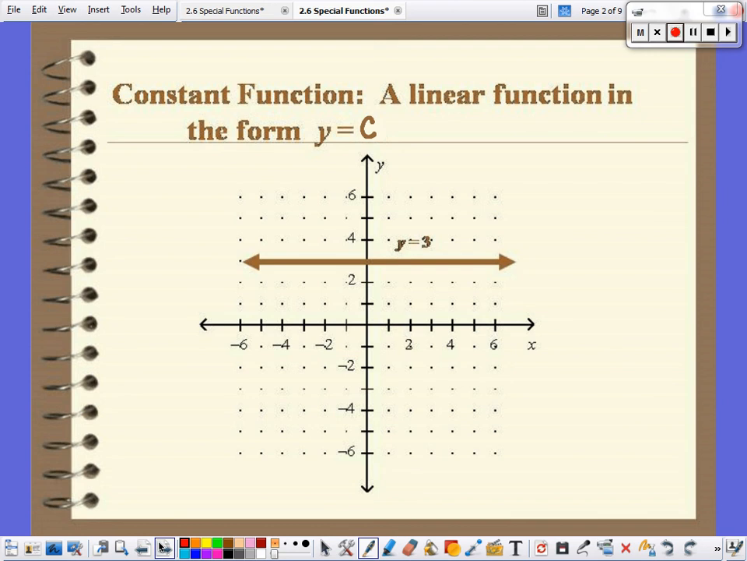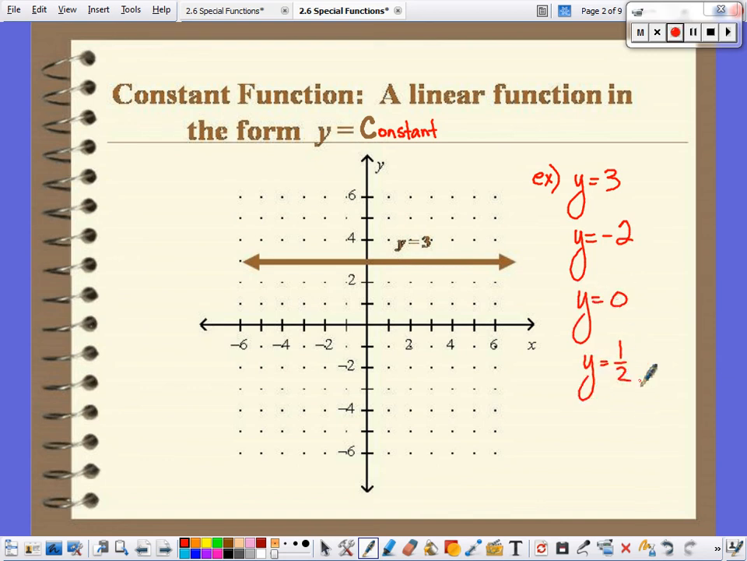So let's first start with the constant function. And the constant function is y equals c. C represents a constant. That's what we're talking about here. So some examples would be like y equals 3. That's what we have graphed right here. Notice it's a horizontal line at 3. We could have y equals -2, or y equals 0, or y equals 1/2. But notice y is by itself. When y is by itself, we're talking about a horizontal line.